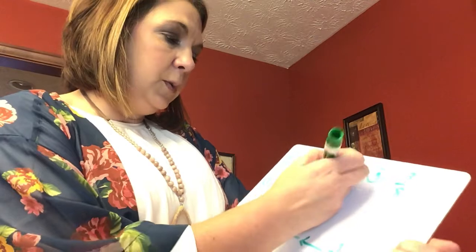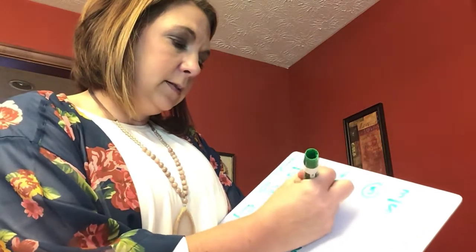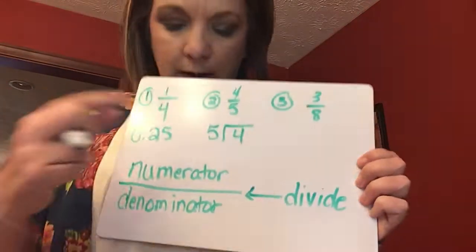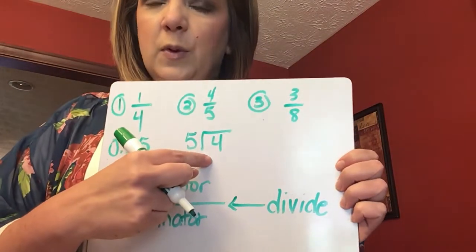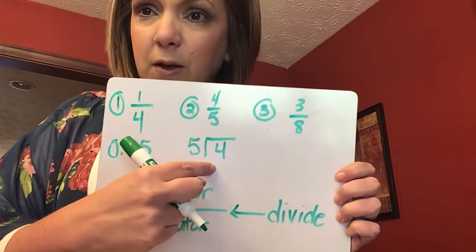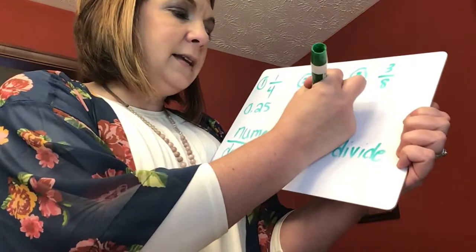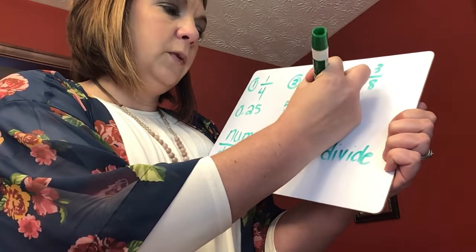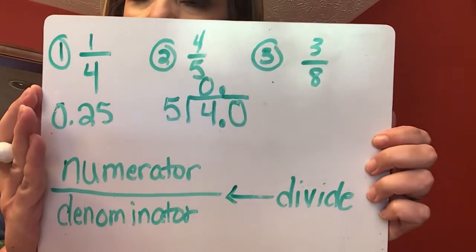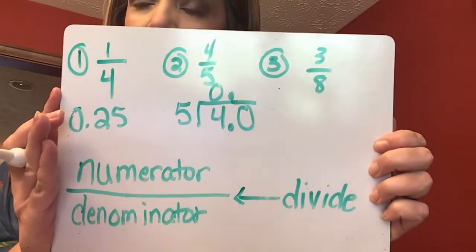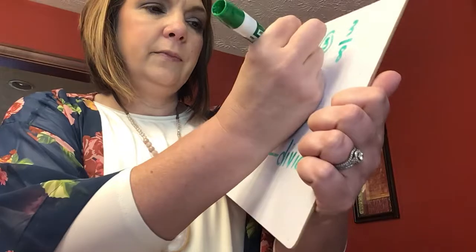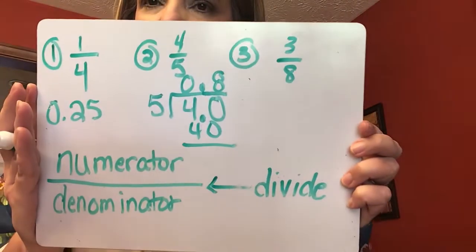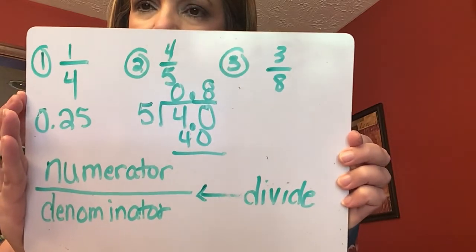So on number 2, top in box, look like this. Will 5 go into 4? No, 5 won't go into 4. So what do I do? Oh, I add a decimal, right? Put a 0 above my 4 because 5 won't go into 4. Will 5 go into 40? Yes, 5 will go into 40. How many times? 8. And 8 times 5 is 40. So the decimal for 4/5 is 0.8.